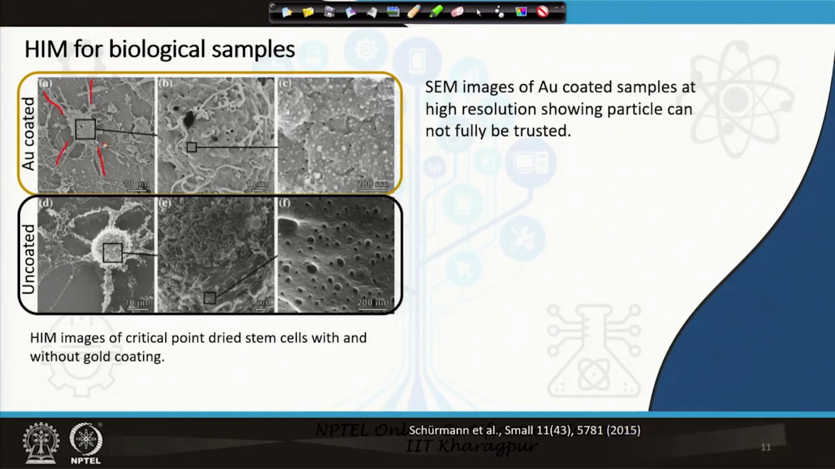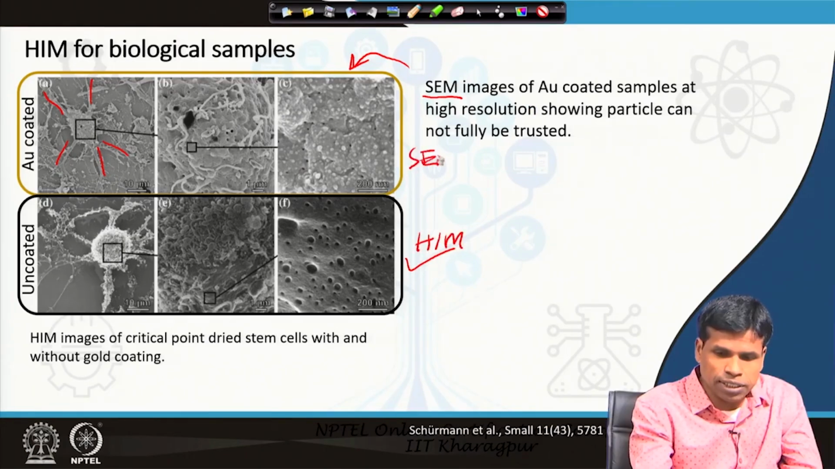There is a filamentous type of structure coming out. This is a low magnification image, and the top one is a SEM image. These are all SEM images, but on the other hand, these are the helium ion microscopic images, which are not coated. These are HIM images, helium ion microscopy images, and this is a SEM image.